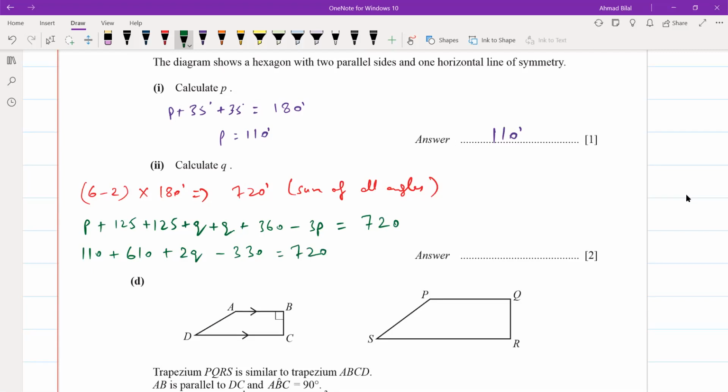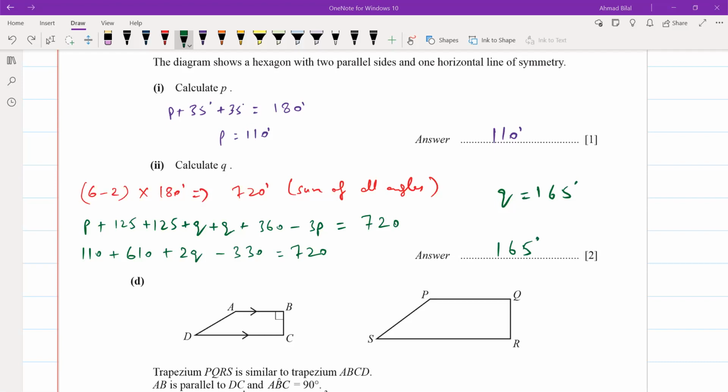यहाँ से अब q निकाल लें. ठीक है, so let me just evaluate this quickly. 720 में से मैंने 330 ऐड किया, 610 माइनस किया और 110 माइनस किया और फिर रिजल्ट को 2 से डिवाइड कर दिया. So Q turns out to be 165 degrees. ये हमारे पास आ जाएगा 165 degrees.